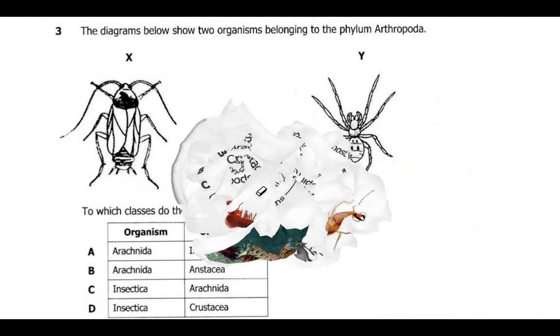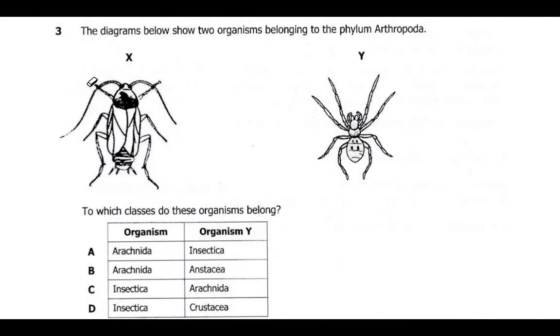And then we move on to this other question. The diagram below shows two organisms belonging to the phylum Arthropoda. So we have this one. I hope you can recall that this is a cockroach. Then this is a spider. So they went on to ask which classes these organisms belong to.